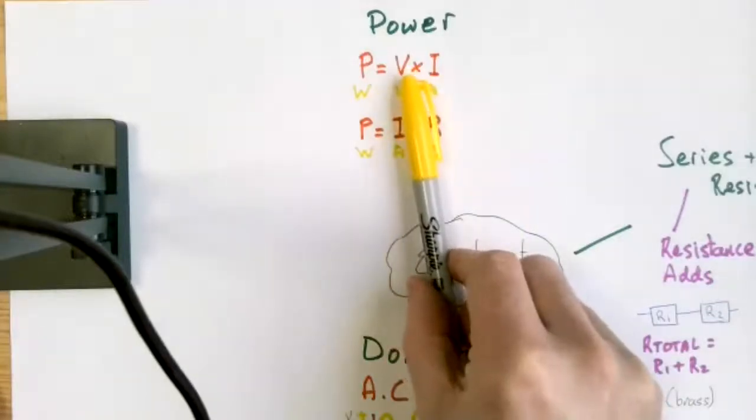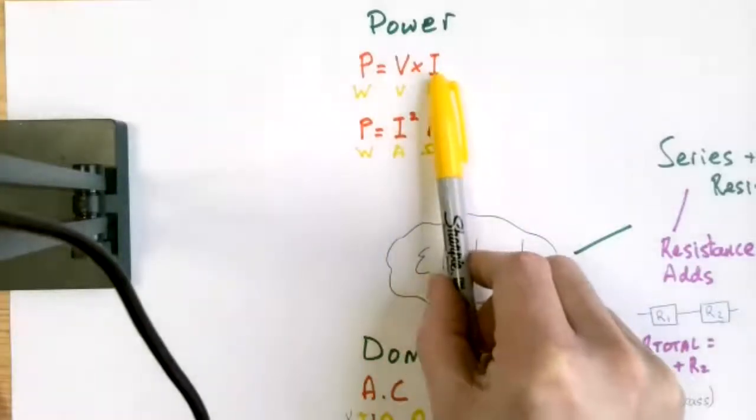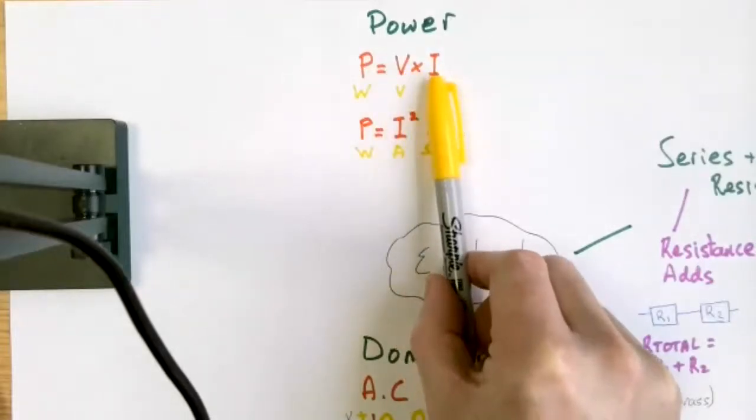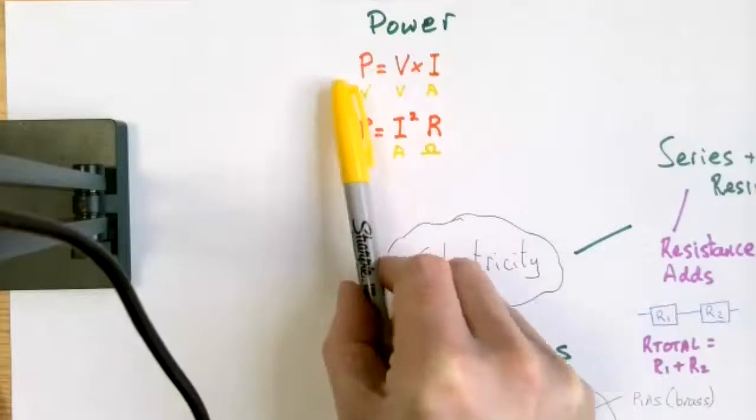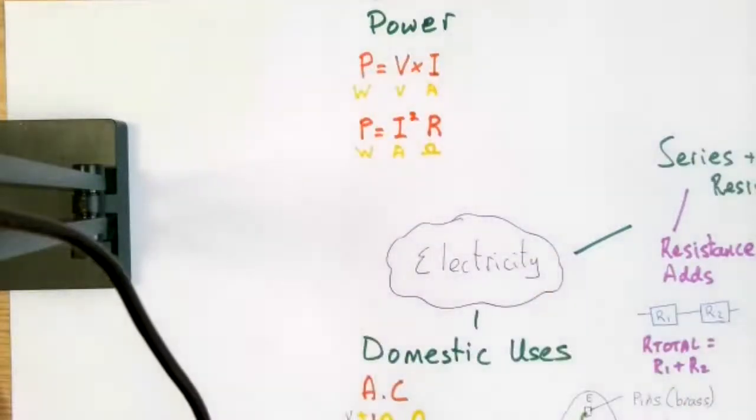Here, if you wanted to find V, remember it's V multiplied by I. So V on its own would be P divided by I, because I goes to the other side and becomes divided. When it goes across the equals, it becomes the opposite sign. And that's pretty much all you actually need for that.